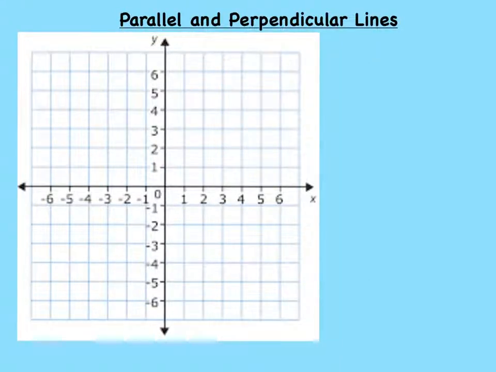Okay, so now we're going to be dealing with parallel and perpendicular lines. Now, parallel lines are lines which will never intercept because they have the same slope or gradient. Okay, so now let's have a go at showing you an example.